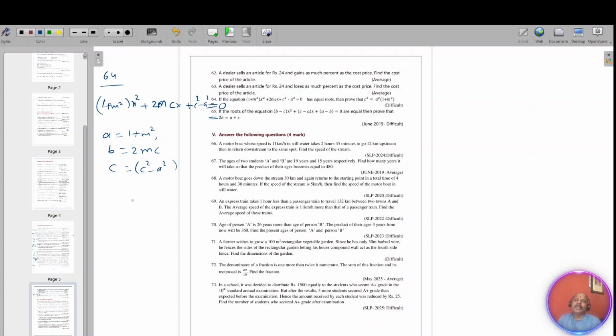Now, since they have equal roots, we know equal roots means discriminant b square minus 4ac is equal to 0. When the roots are equal, discriminant will be 0. Can we substitute these things? We have to substitute a, b, c there, and arrange according to the to-prove part. Let's see. b square is 2mc whole square minus 4 into AC.